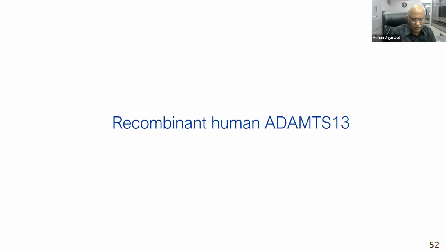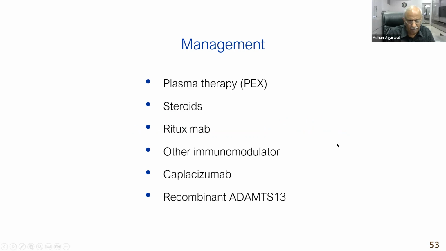Another new drug knocking at your door is, instead of giving plasma as the source of ADAMTS13, recombinant human ADAMTS13 has been developed. At the moment, it is not available worldwide. It's not available in India at all. It's not available in large parts of the country. And at the moment, it is licensed only to be used for genetic TTP, because that's the condition where immunomodulation will not work. So you'll have to supply a functional ADAMTS13. So overall management consists of plasma therapy, preferably plasma exchange, steroids, rituximab, other immunomodulators, caplacizumab, recombinant ADAMTS13.